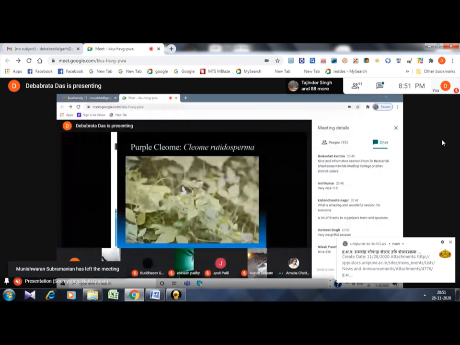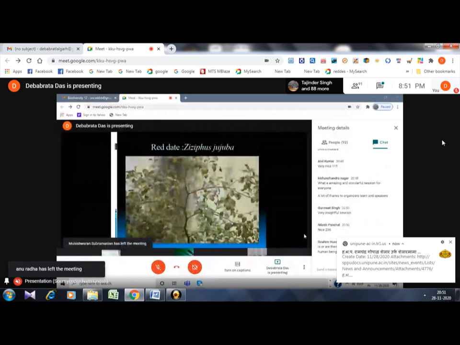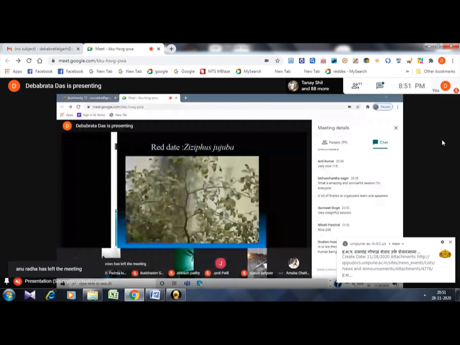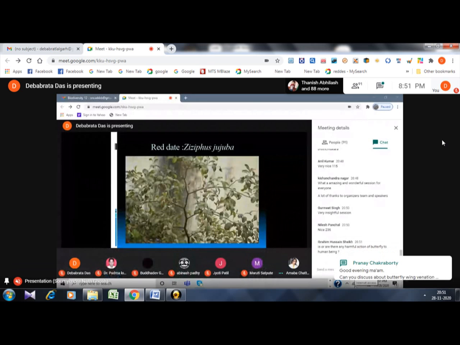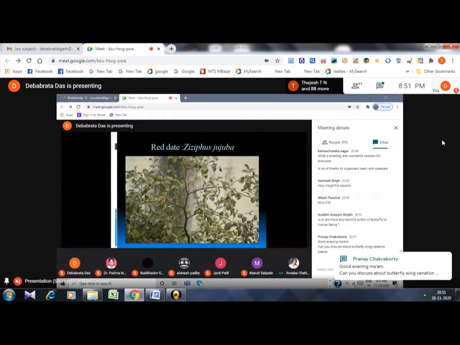Then this red date, Ziziphus jujuba. All the plants in the genus Ziziphus host most of the butterfly species I have ever seen. The grass jewel, common pierrot, angled pierrot, rounded pierrot, and the sailor butterflies all feed on this plant.